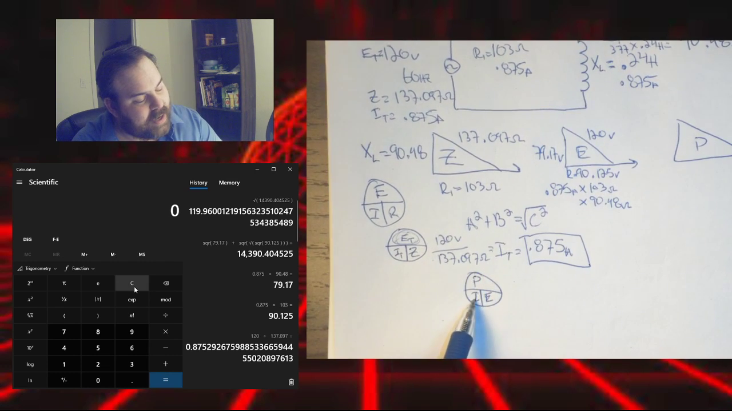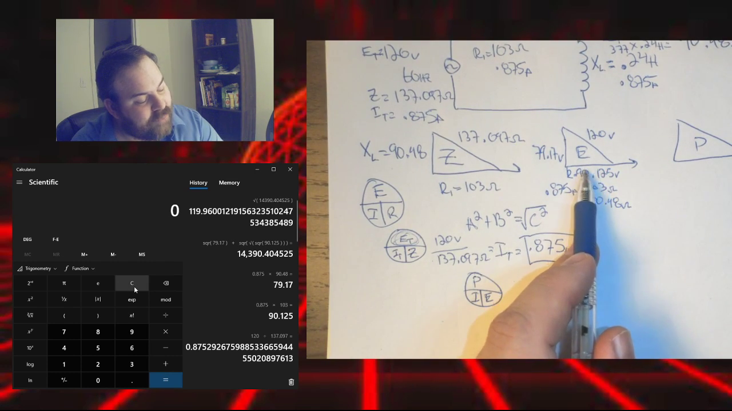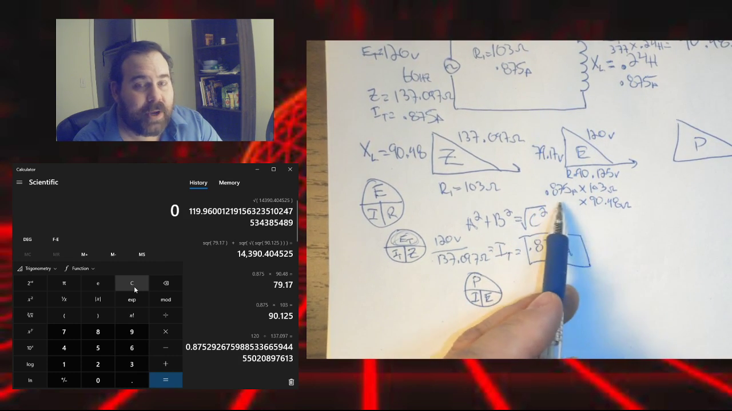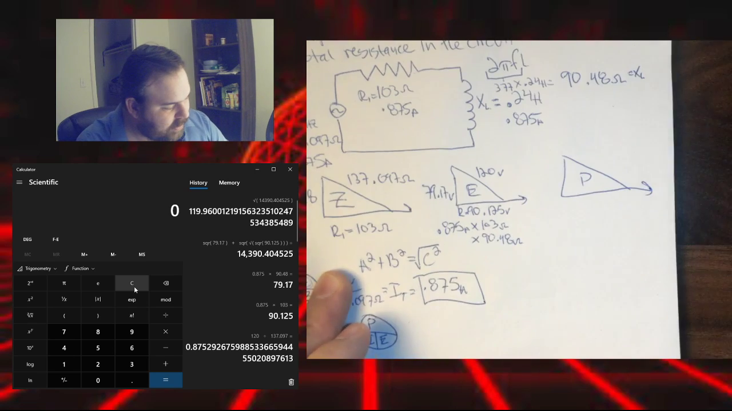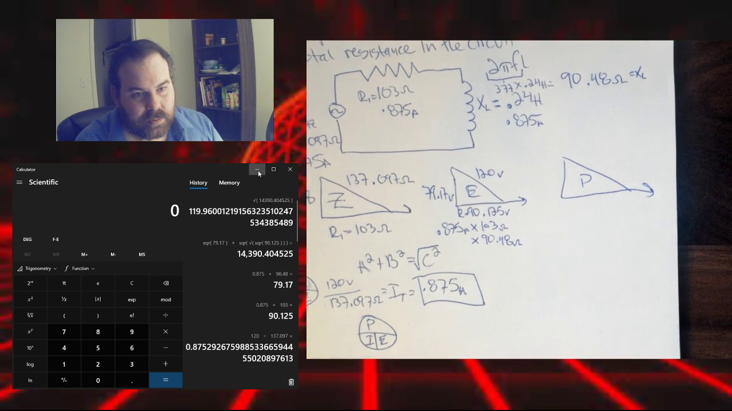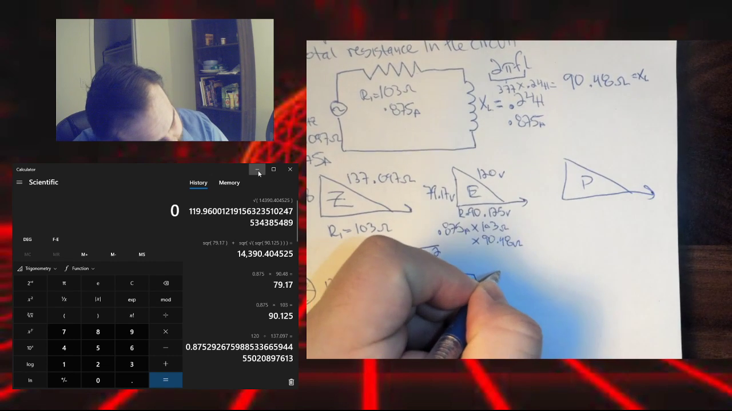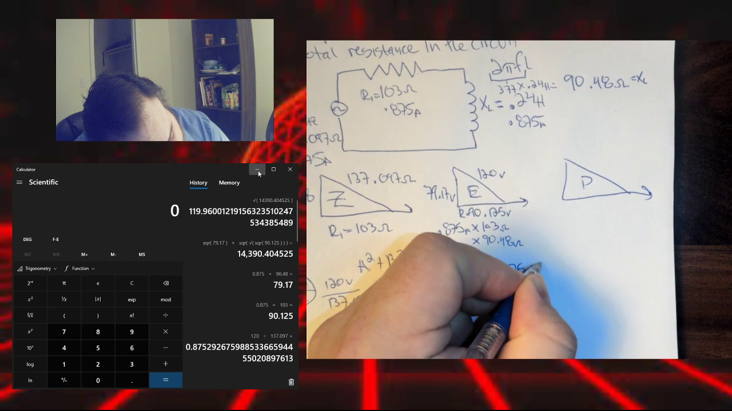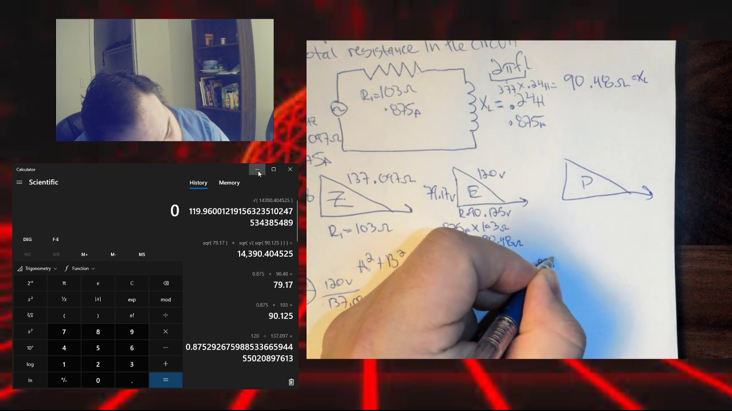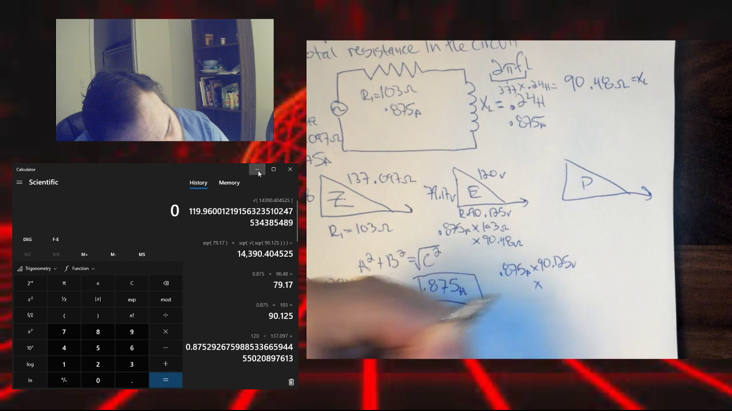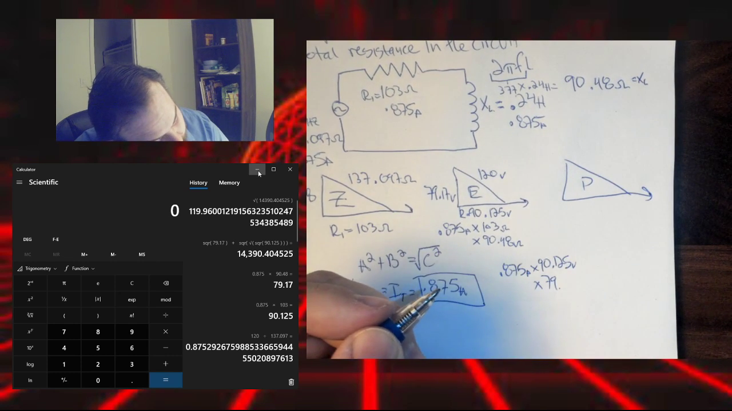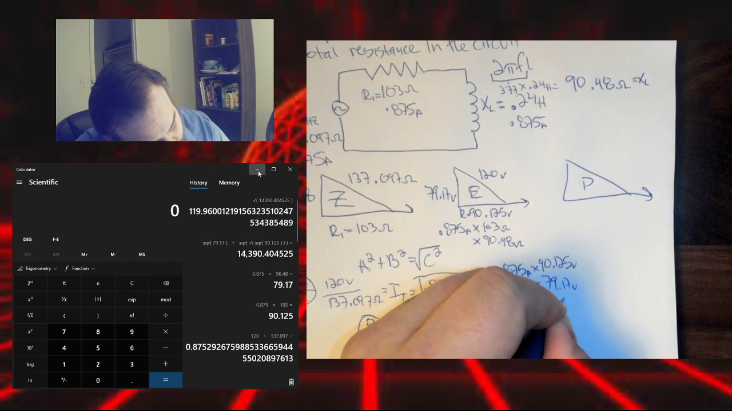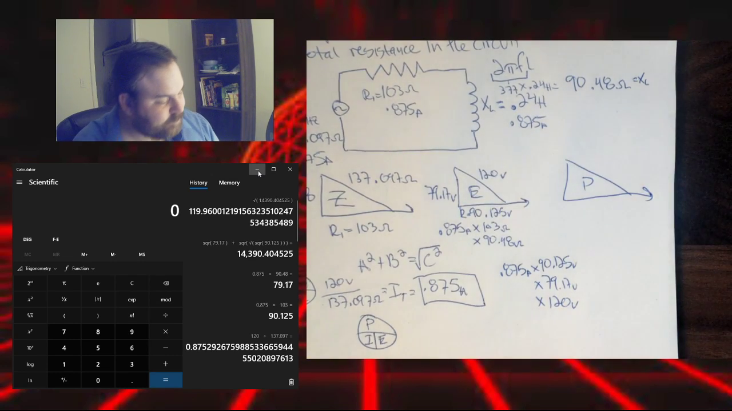Now we're going to use the PIE. So we're going to take these new voltages times it by our total amperage gives us all the power. So we're going to go 0.875 amps times 90.125 volts times 79.17 volts and times 120 volts. It gives us each side.